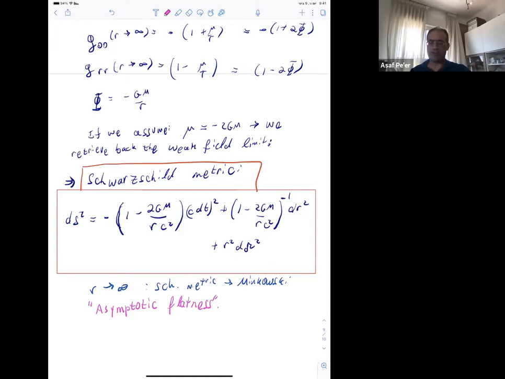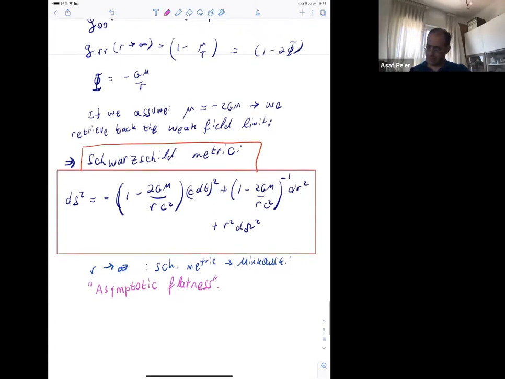So that means that if we have a star, for example, that collapses, as long as the collapse is symmetric, the metric will stay the same. Okay. More questions?